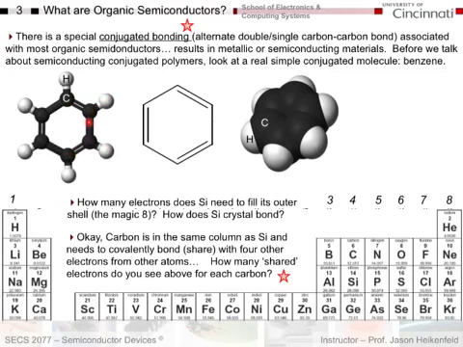And so the reason why I have alternating double and single is that's how these things get the number of having 1 bond or 2 bonds on either side to get a total of 4 when they bond with the hydrogen. And so this special conjugated bonding is found with all organic semiconductors, typically.